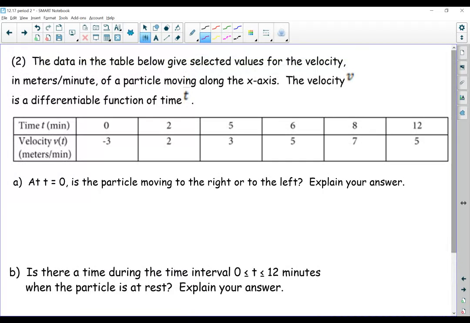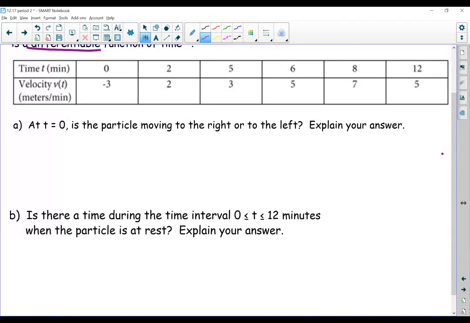Okay, so the data in the table gives selected values for the velocity, in meters per minute, of a particle moving along the x-axis. So I just make a note of this. This tells me if I'm going right or left. The velocity is a differentiable function of time. Ooh, that's good. They tell me that information.